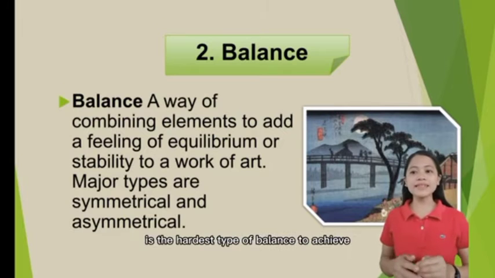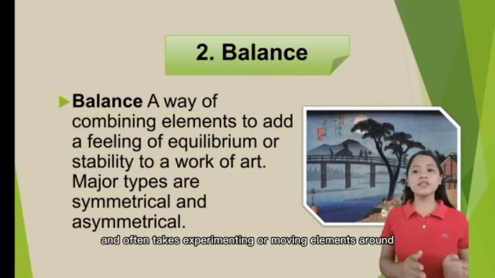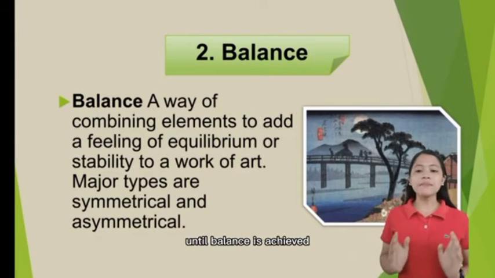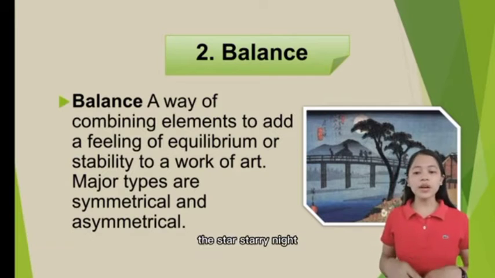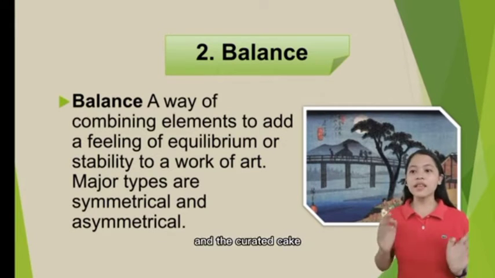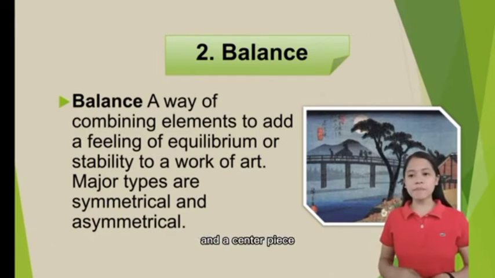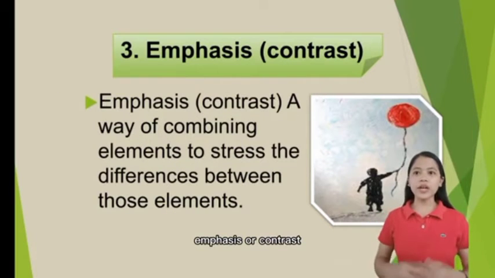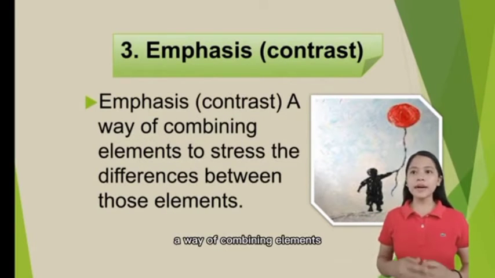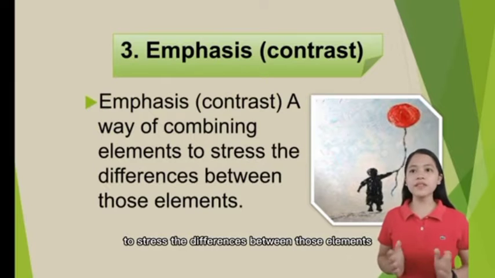Asymmetrical balance is the hardest type of balance to achieve and often takes experimenting or moving elements around until balance is achieved. Examples are the painting of Van Gogh, The Starry Night, and the curated cake and a centerpiece.